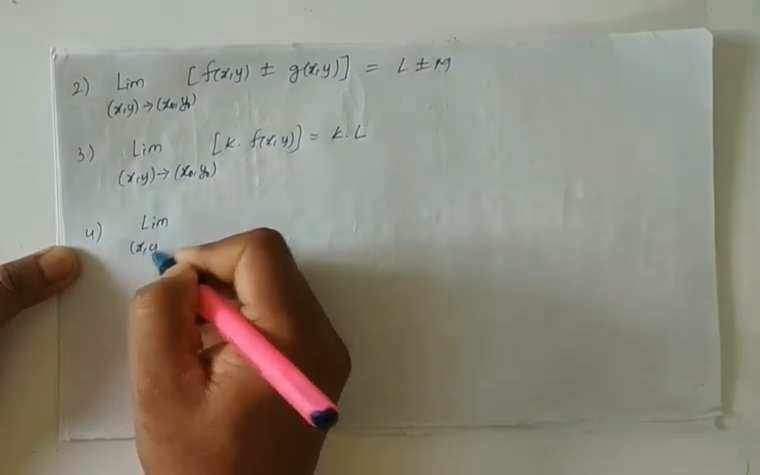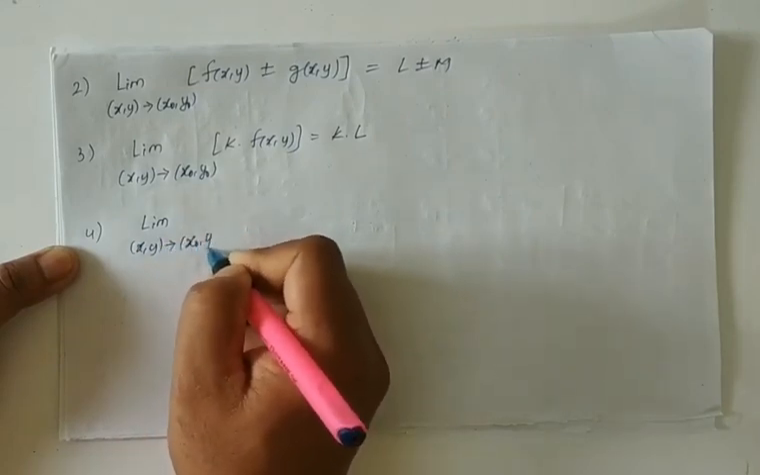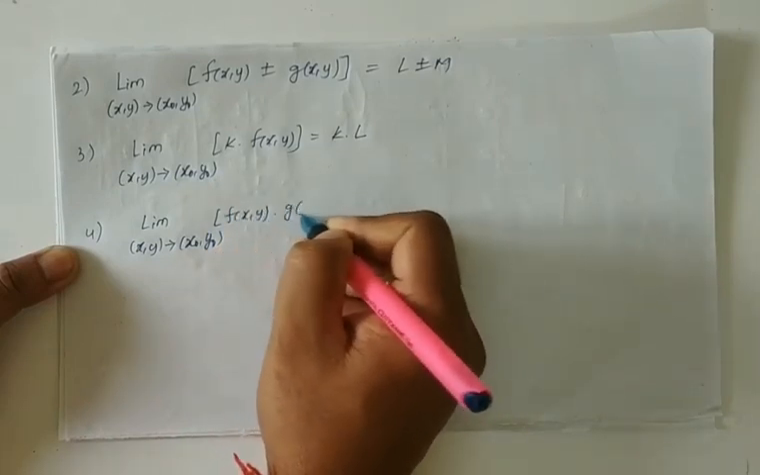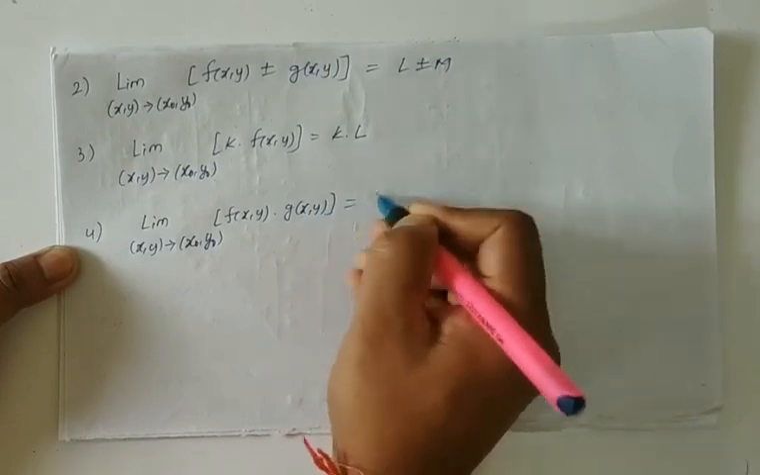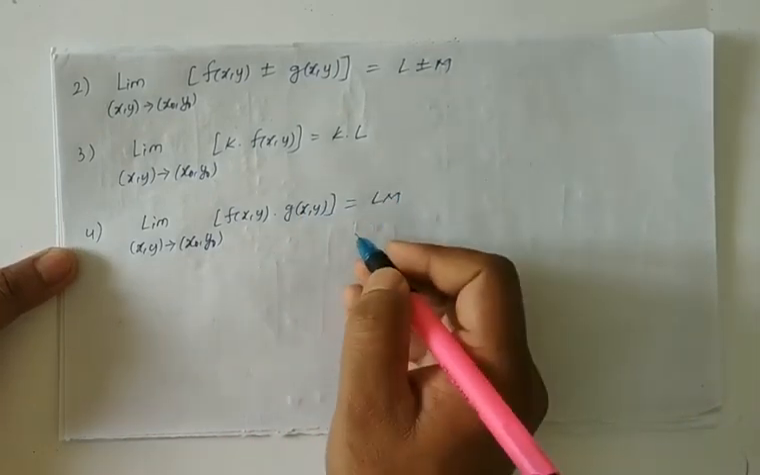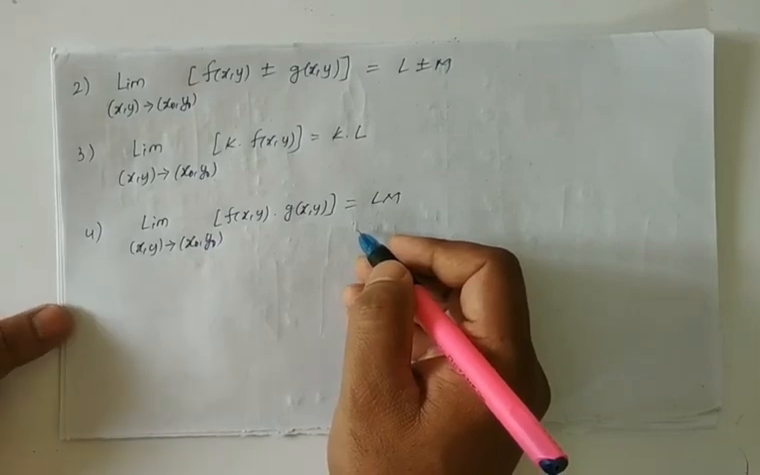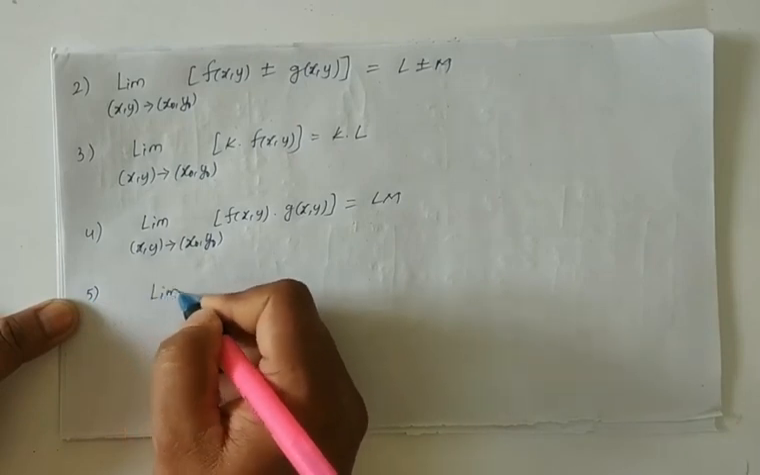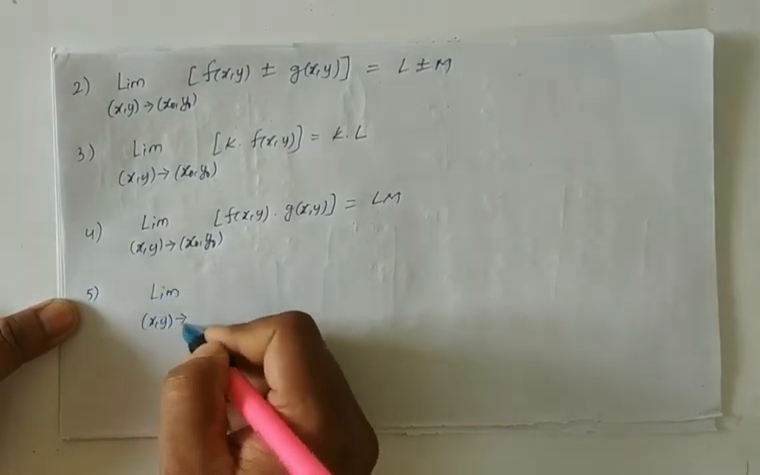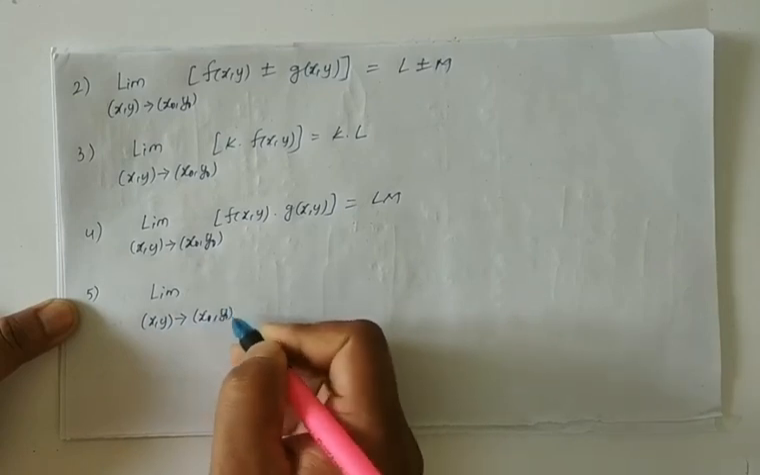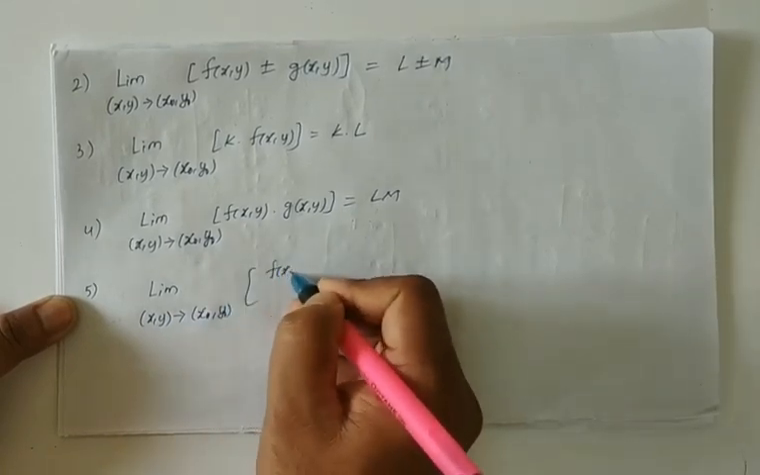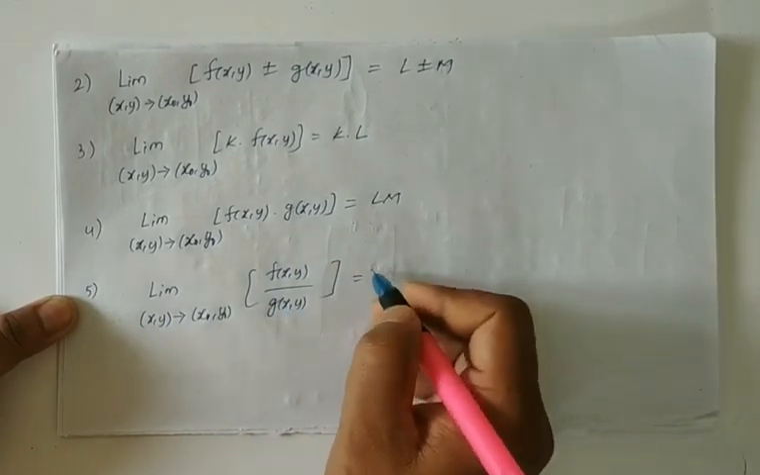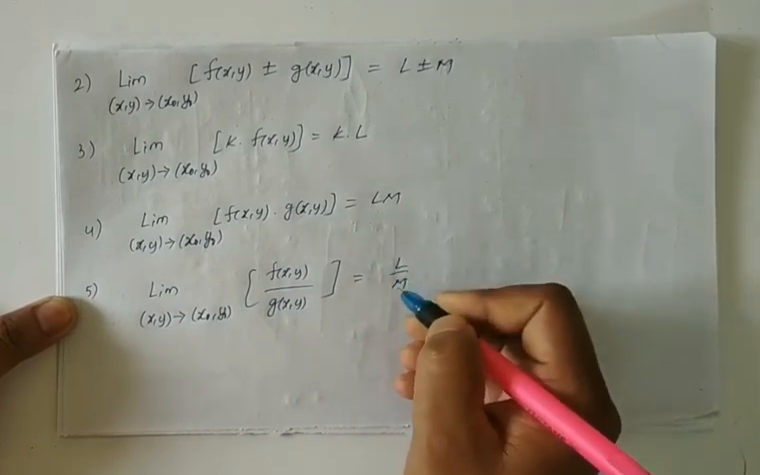Fourth one, limit as (x, y) approaches (x naught, y naught) of f(x, y) into g(x, y) is equal to L into M. This rule is nothing but the product rule. Next, limit of f(x, y) by g(x, y) is equal to L by M. This rule is nothing but the quotient rule.